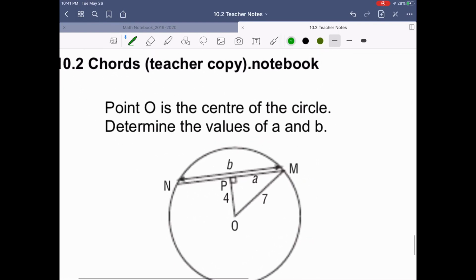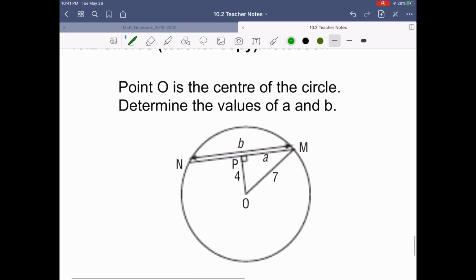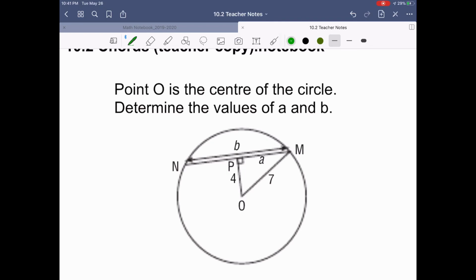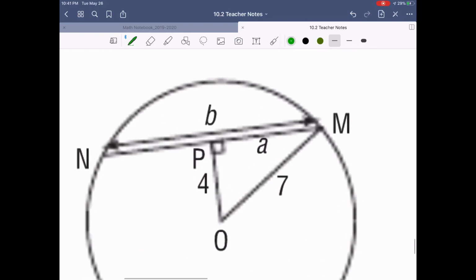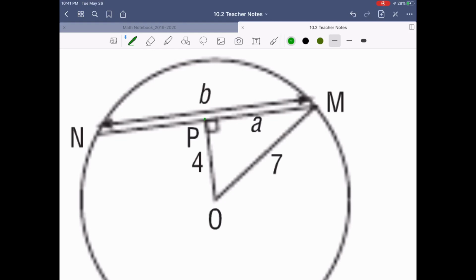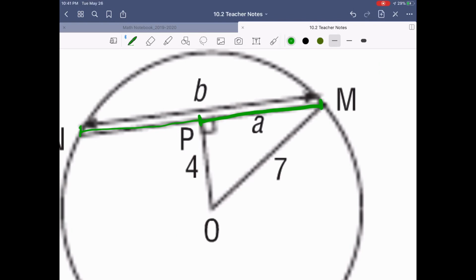Here's another example. So point O is the center of a circle. Determine the values of A and B. So here we have A is from here to here, and B is the length of the whole entire chord. So in order to find B, you need to find A first, okay, because B is double A.